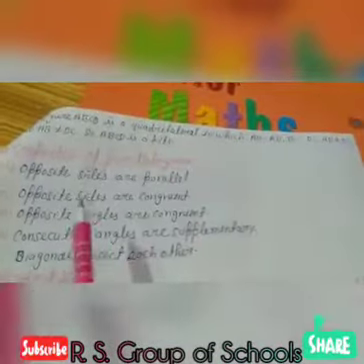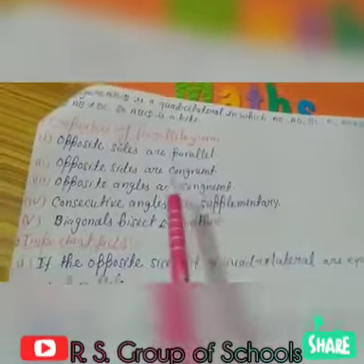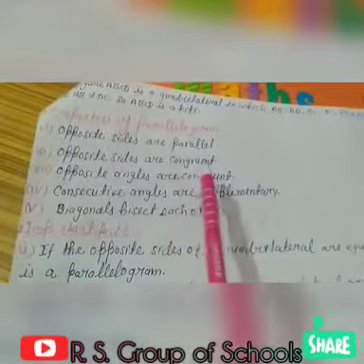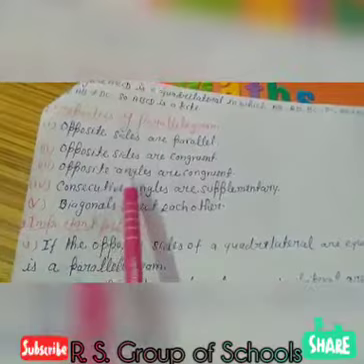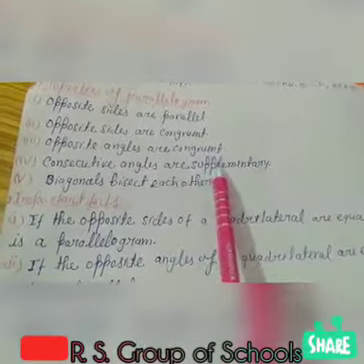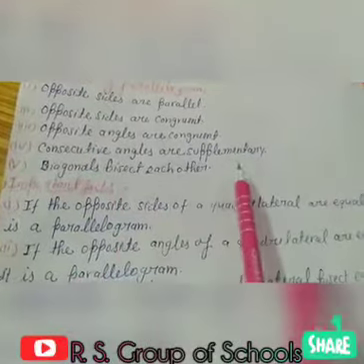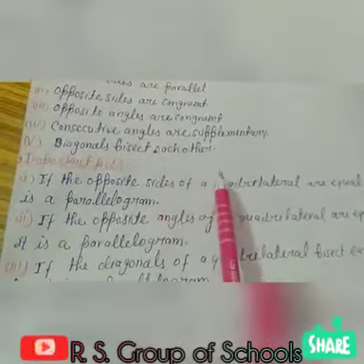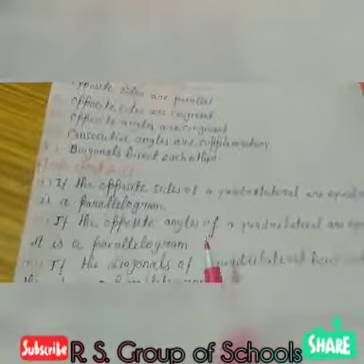Now we discuss the properties of a parallelogram. Opposite sides are parallel, opposite sides are congruent, opposite angles are congruent, consecutive angles are supplementary, and diagonals bisect each other. These are the properties of a parallelogram.